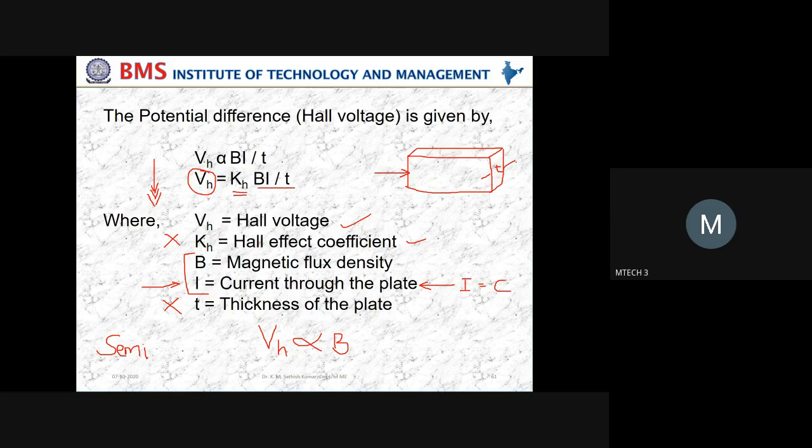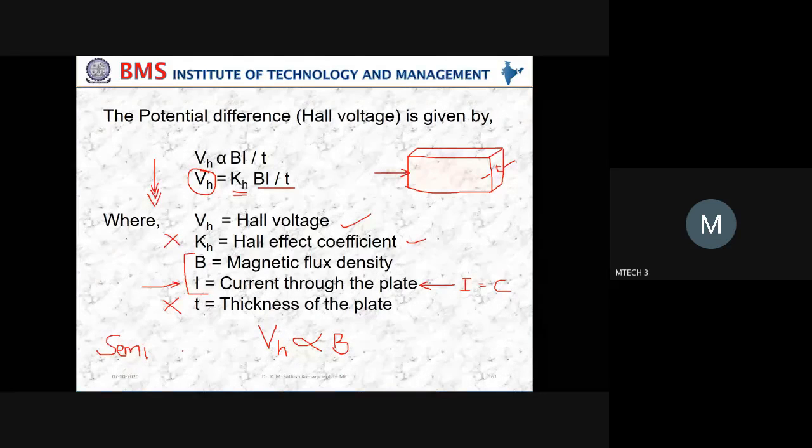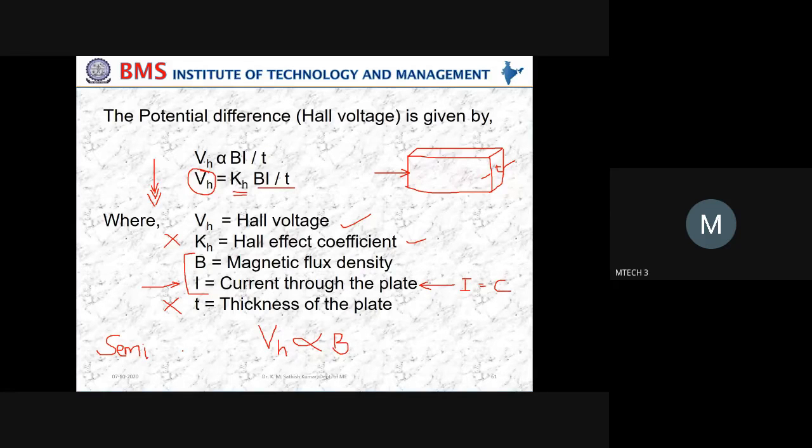Rather, semiconducting materials are going to be used. When I use semiconducting material, the advantage is that a good amount of electrons can be doped into the material, by which the value of VH can be increased. Now, this is the basic concept of the Hall voltage.